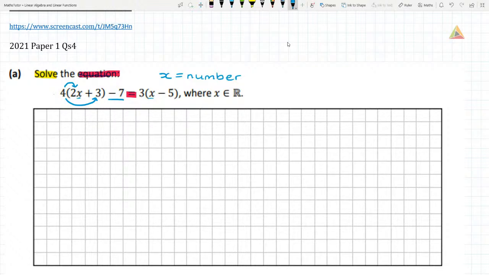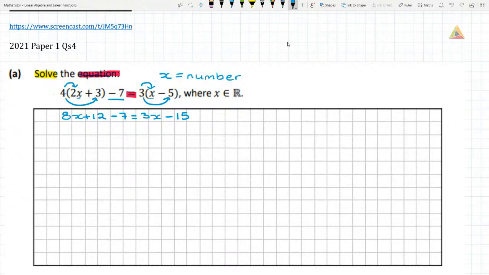So when I start multiplying, I get 8x plus 12. 4 times 2x is 8x, 4 times plus 3 is plus 12, and then the minus 7 stays as it is. So that wasn't being multiplied. Next, I have my equals, and on the other side of my equation, I see that I have a bracket with the 3 touching it. So the 3 is going to be multiplied by both things inside this bracket, and I get 3x minus 15. So that's the first step that we have to deal with here, multiplying out those brackets.